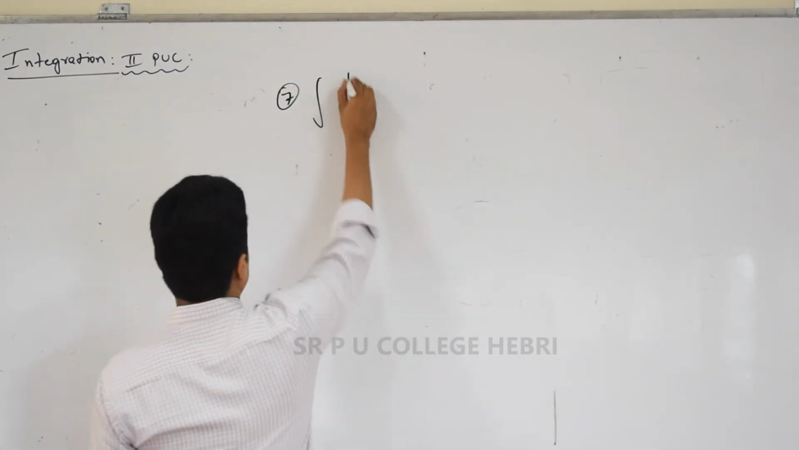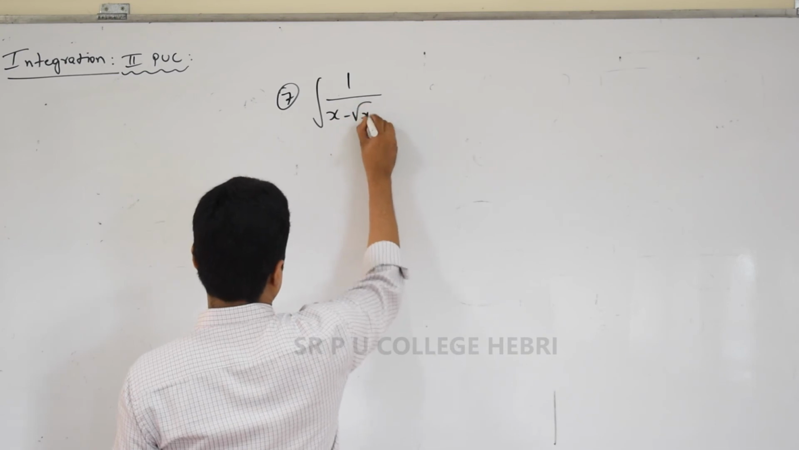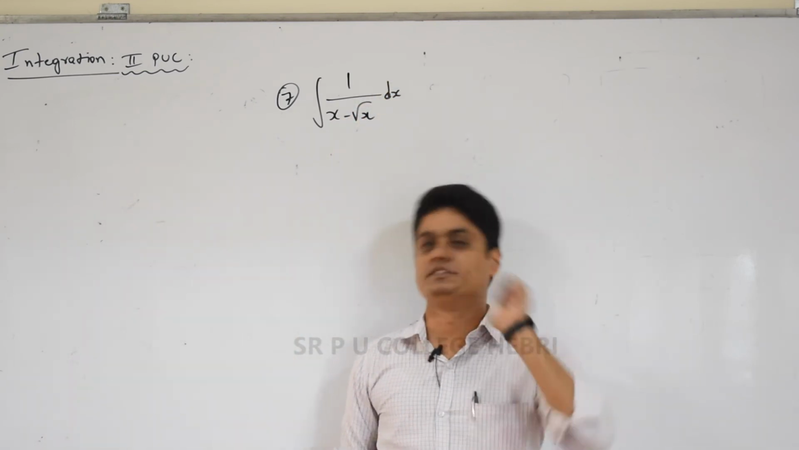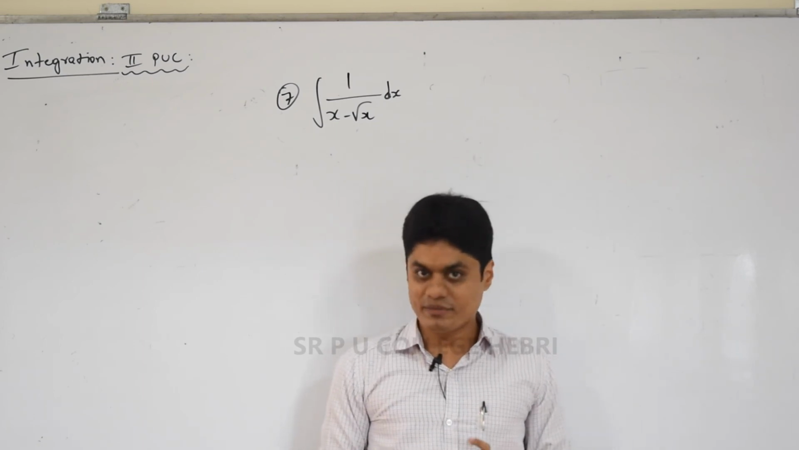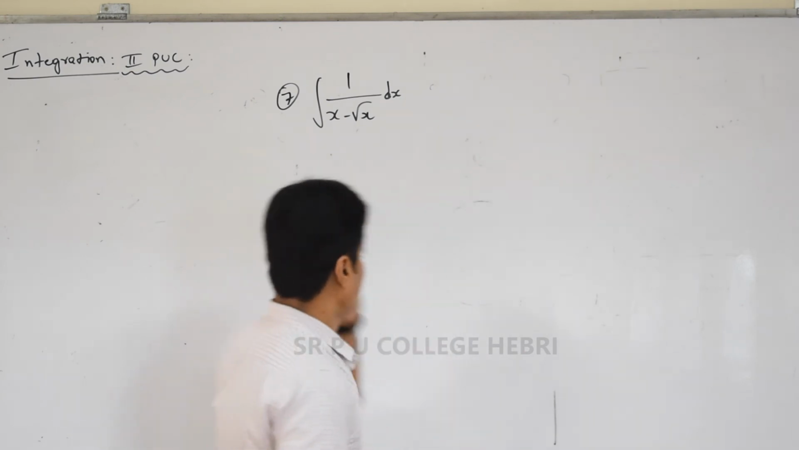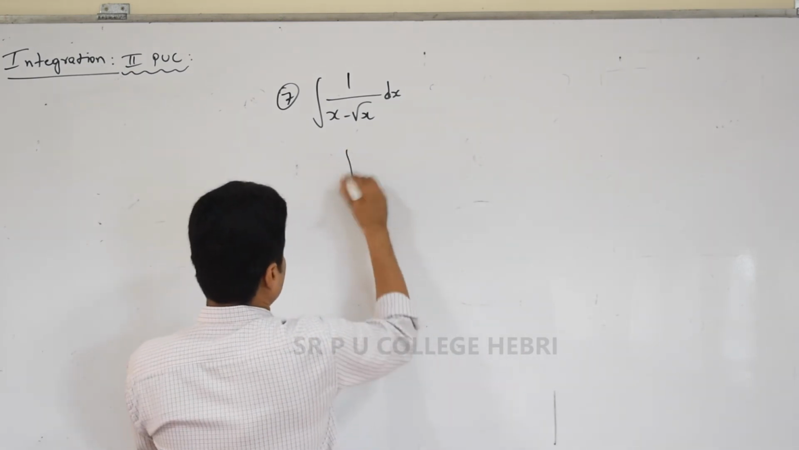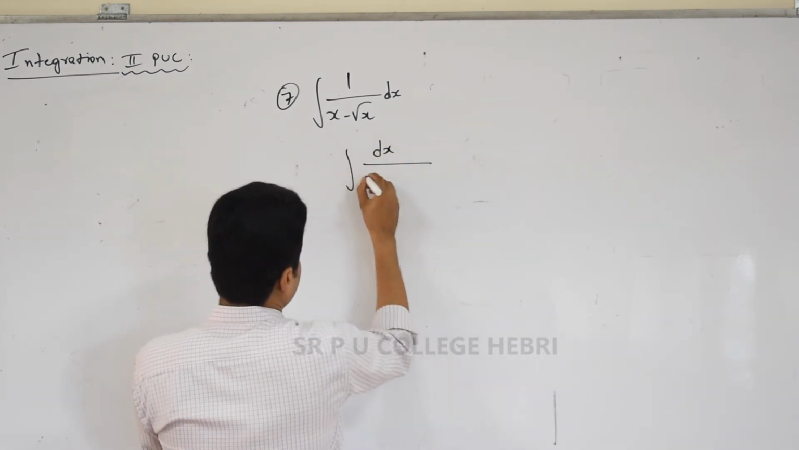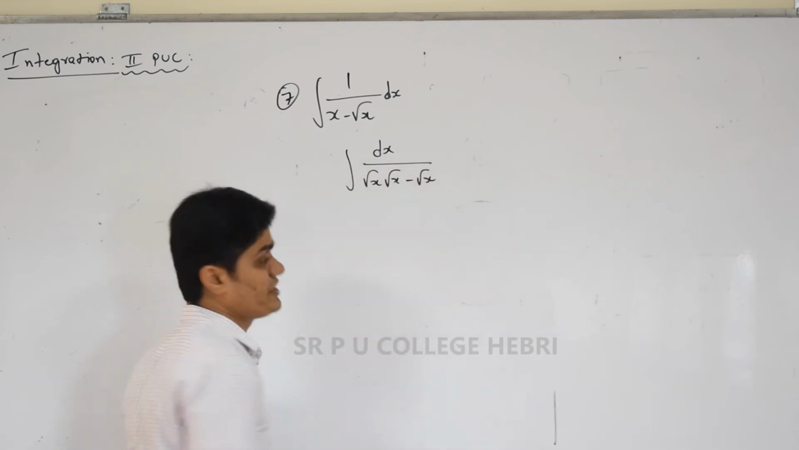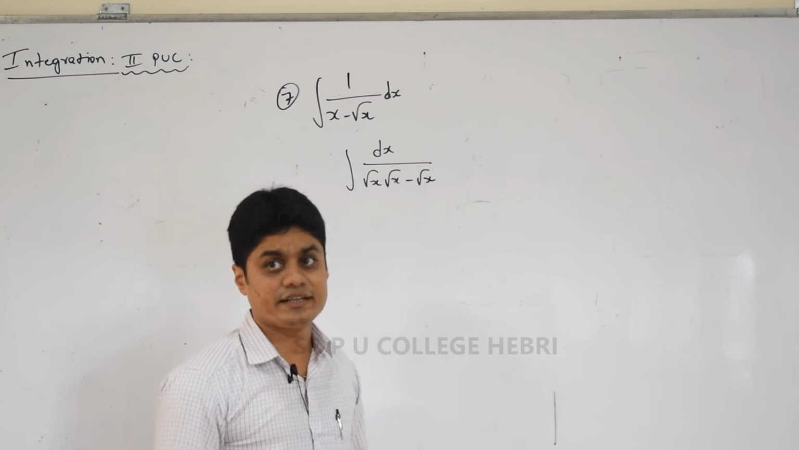Integration of dx by x minus root x. This is a little difficult. Difficulty is only to identify the first step. If you identify the first step and the model, even this question is simple. Maybe you are thinking of writing x as root x into root x, because there is no other option. Don't go for rationalization. Maybe your difficulty will increase if you rationalize.